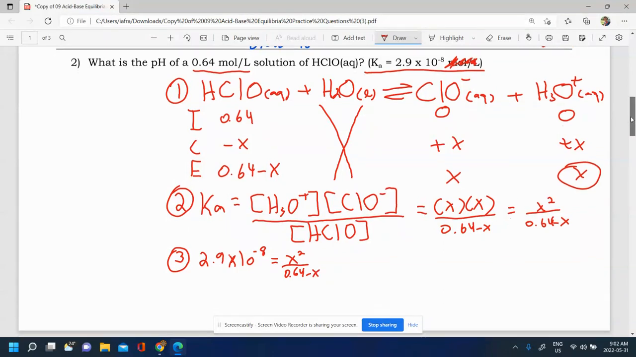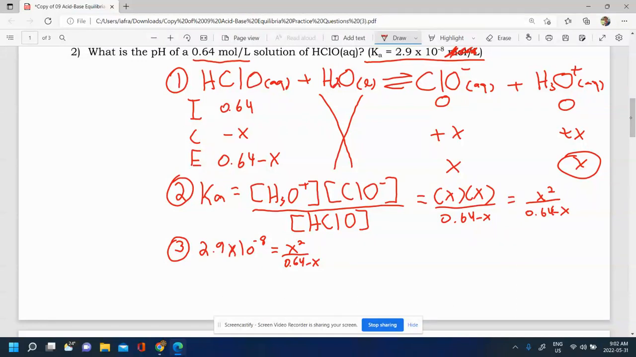So our goal is to solve for x. If we continue this way, we'll probably have to use a quadratic formula. I don't want to do that, so I'm going to check if I can do the 100 rule.